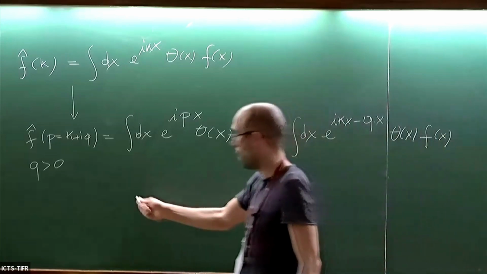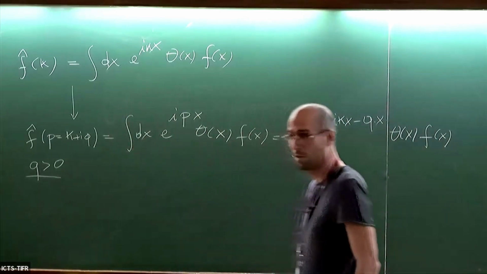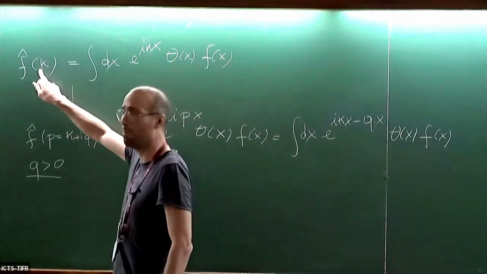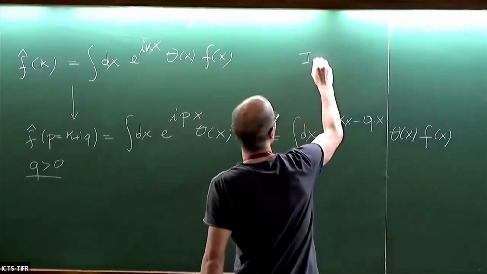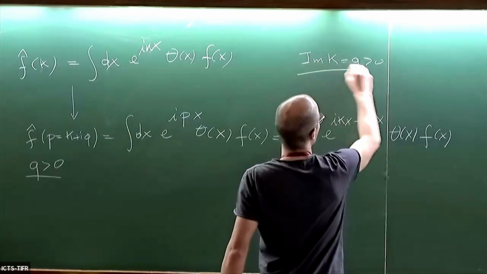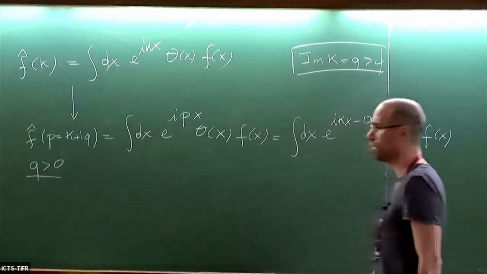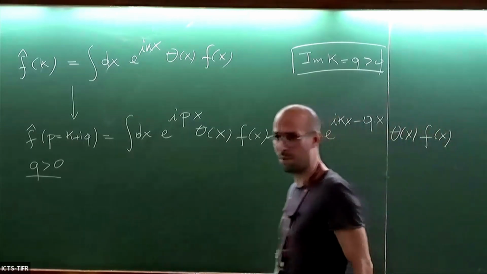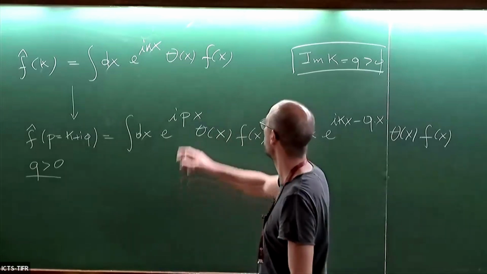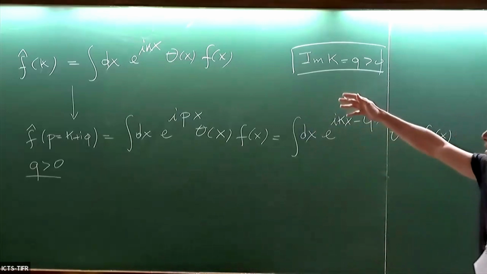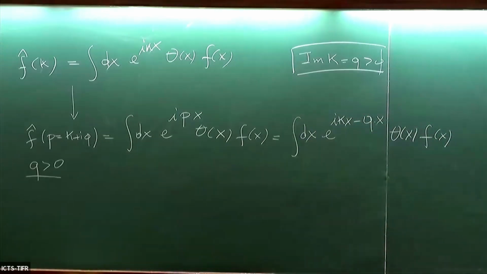Therefore, as long as I'm taking Q positive, I'm extending the definition of this function to complex momenta in the upper plane. So for the imaginary part, which I've been calling Q here, positive. So the general lesson: the Fourier transform of a function that has support on a half line is analytic in the upper plane, or if the support was on the other half line, it would be analytic in the lower plane, just by sending x to minus x.